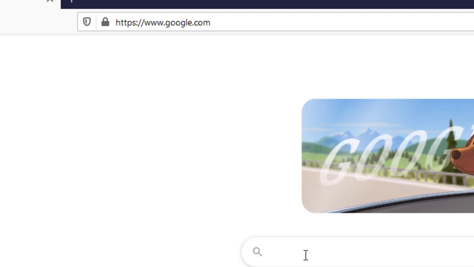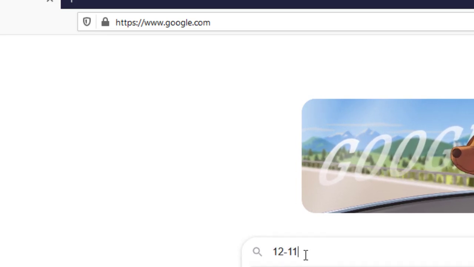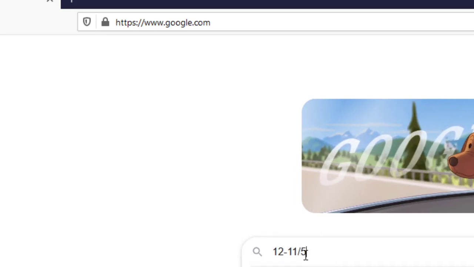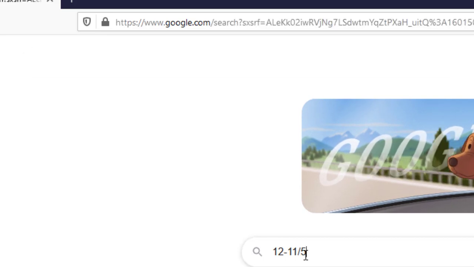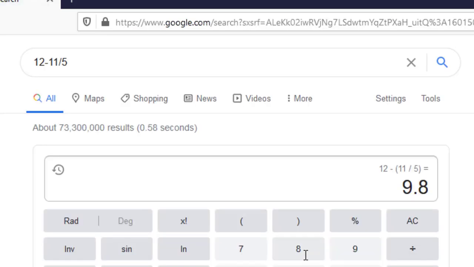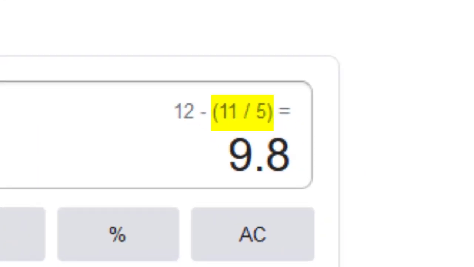Now, here's the deal. I'm going to do this wrong first, and you're going to see why it's wrong. I'm going to type 12 minus 11 over 5. Now, this is not going to equal 0.2. It's going to equal 9.8. And the reason it doesn't equal 0.2 is, well, I don't know if you can see that right there. Do you see the parentheses that Google's using? It grouped 11 divided by 5.